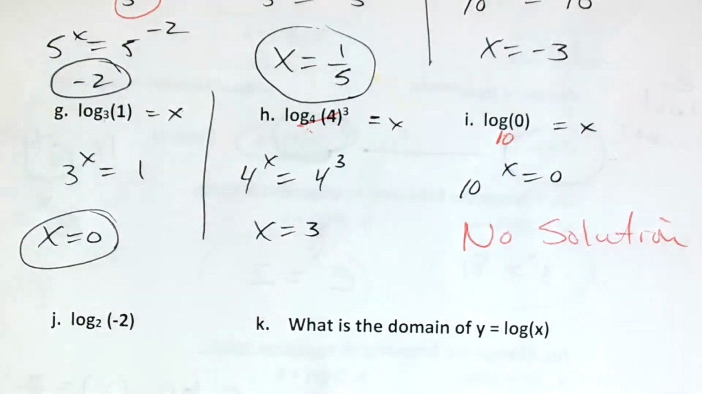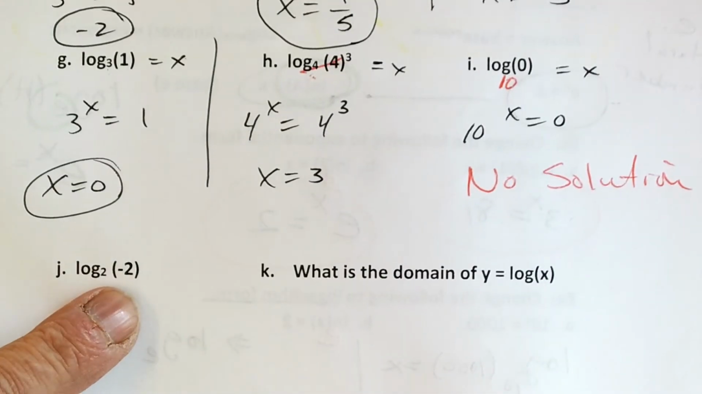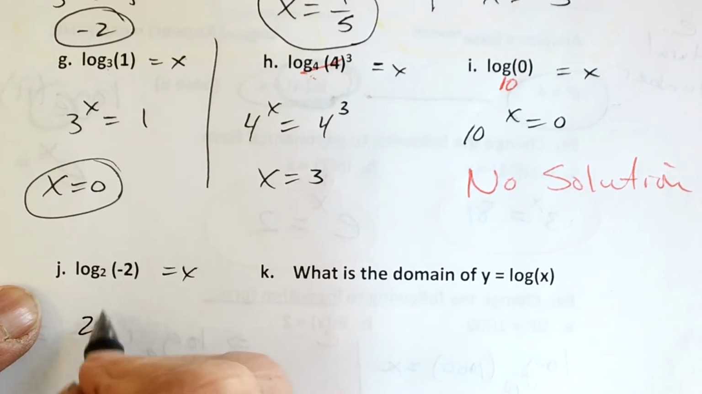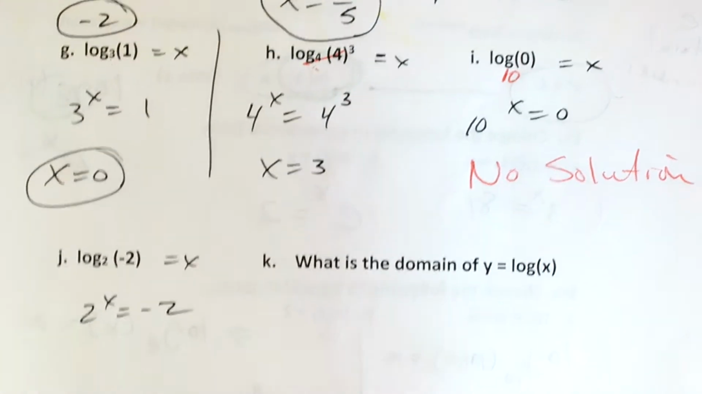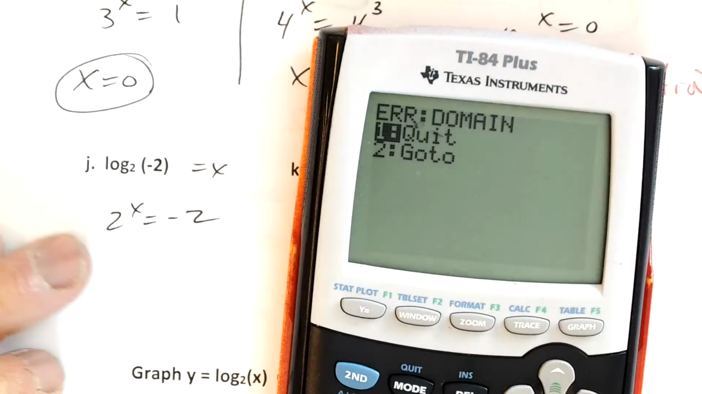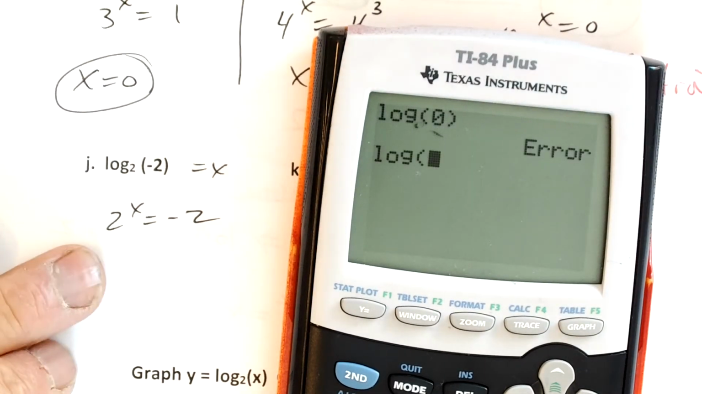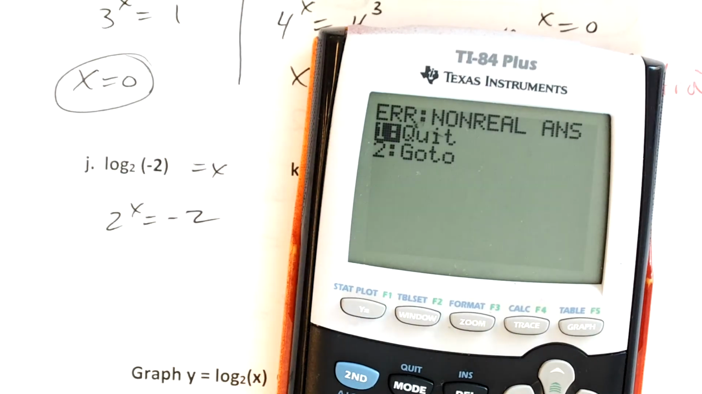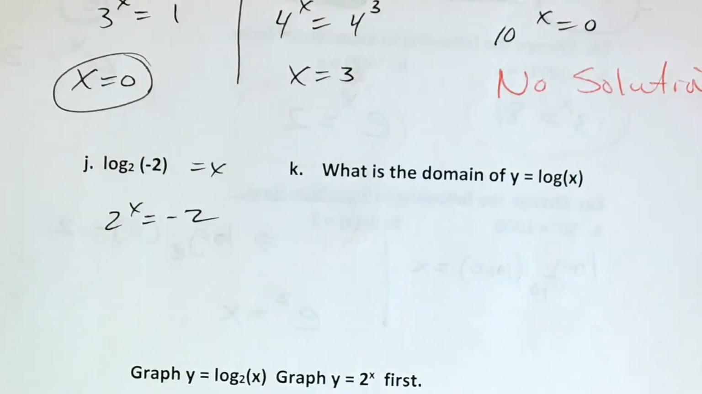Well, let's graph it. Log of -2. I think this one's impossible too. 2 to the x equals -2. That one's impossible too. In fact, if I try it on my calculator, I go log of -2. That's an error. So why are these two no solutions? Well, let's graph it. Let's take a look at it, okay?